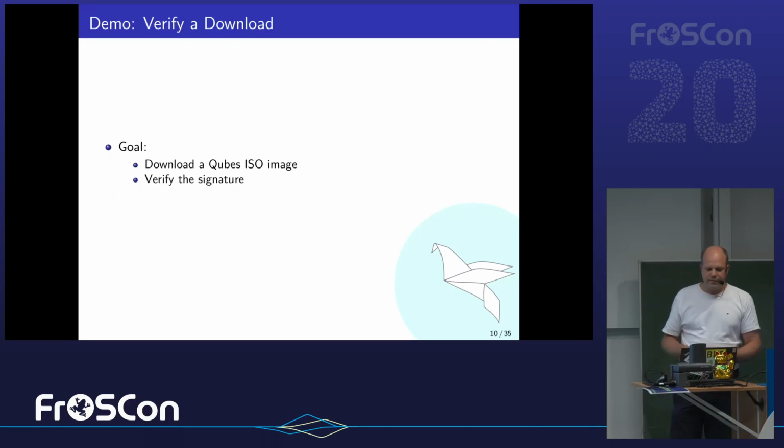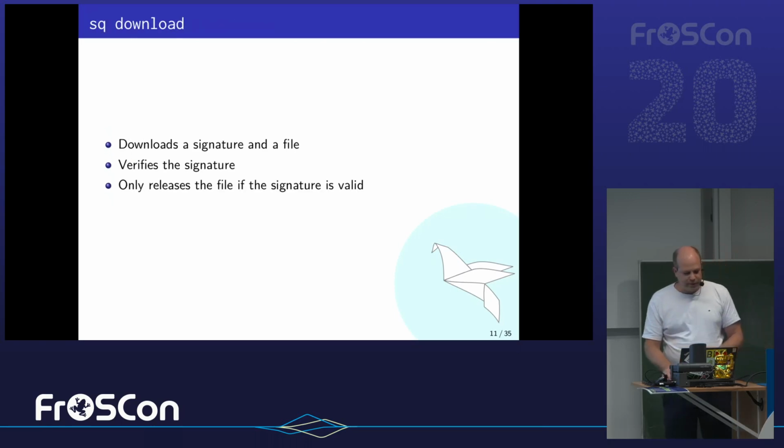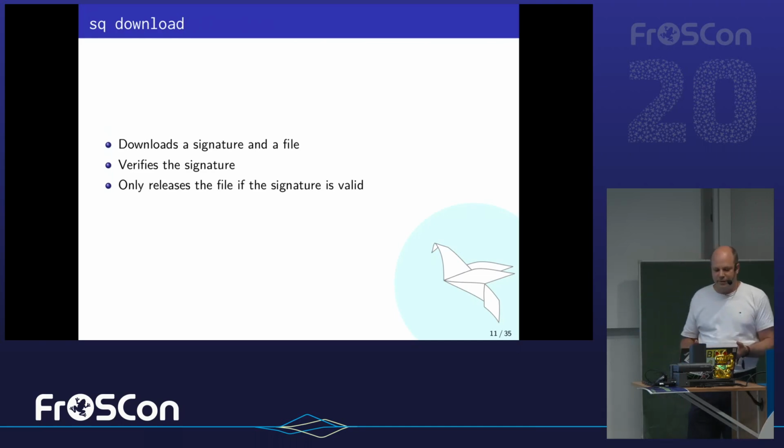So let's first look at verifying a download. In this demo, we're going to try to download a Cubes ISO image, and we want to verify the signature. SQ has a command called sq download. It downloads both the signature and the file. It verifies the signature and only releases the file.